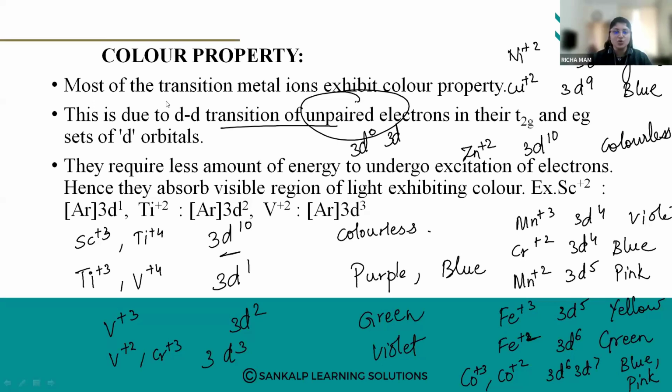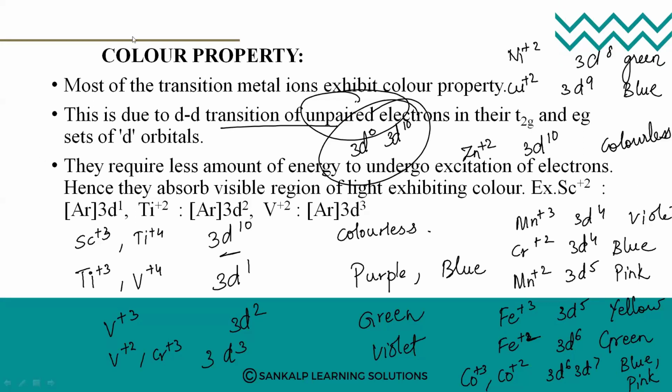Is it clear? So color property is shown by the transition metal ions. Why does it show color? Due to d-d transition, that is, it undergoes d-d transition of unpaired electrons. The electrons go from a lower energy to a higher energy, and it will absorb light from the visible region and show the complementary color to that of the complex. So this is the color property shown by the transition elements.